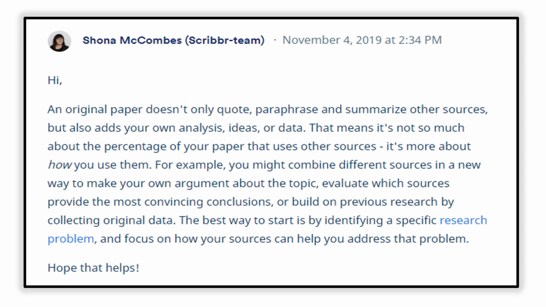For example, you might combine different sources in a new way to make your own argument about the topic. Evaluate which sources provide the most convincing conclusions, or build on previous research by collecting original data. The best way to start is by identifying a specific research problem and focus on how your sources can help you address that problem.